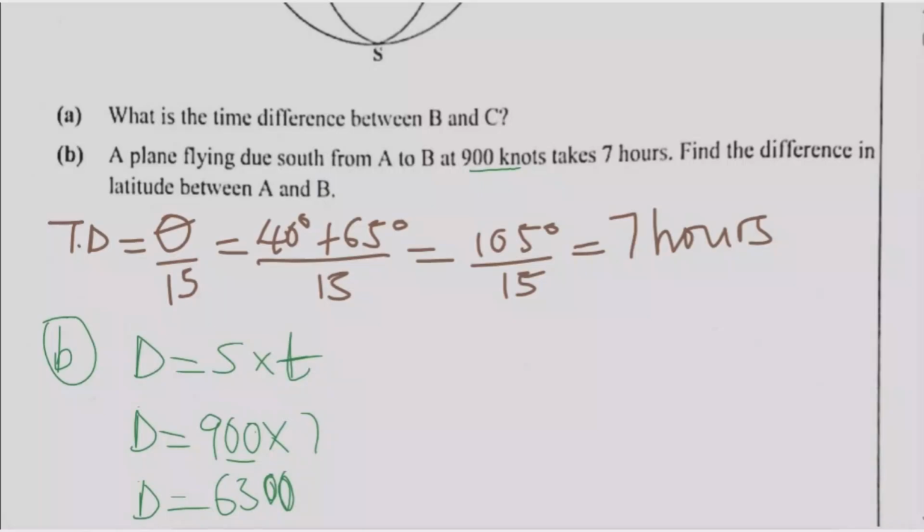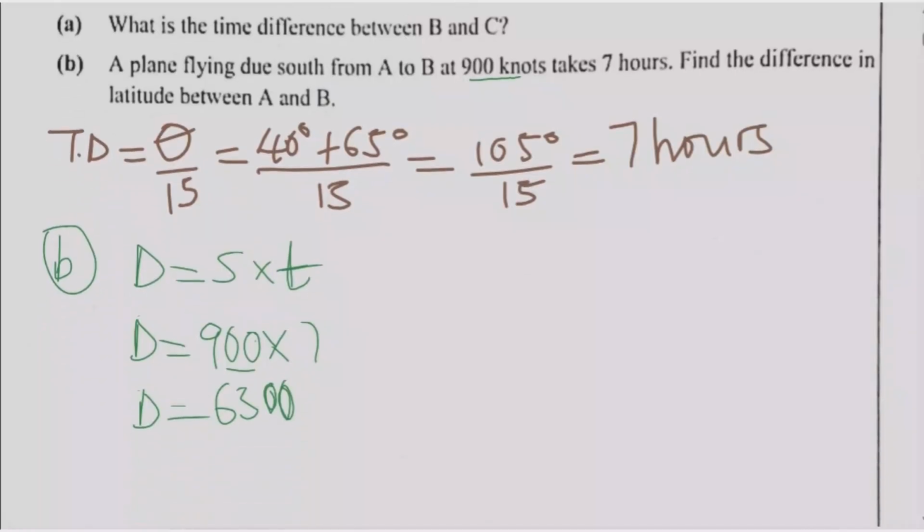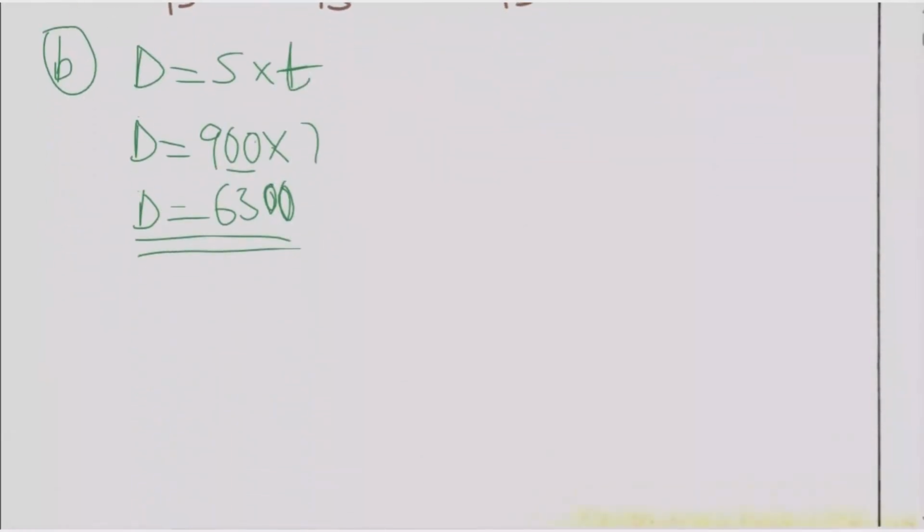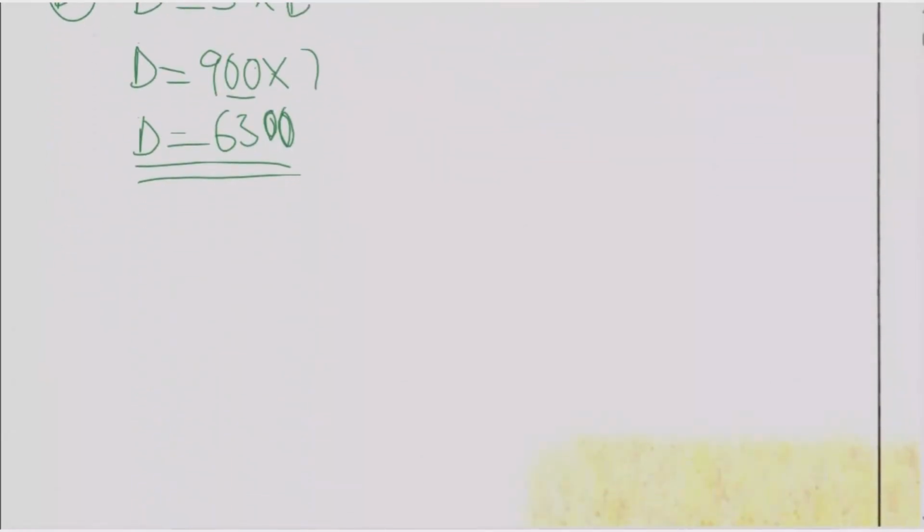Now, what we want to find is the difference in latitude between A and B. Okay, so it's more or less like we want to find theta. So what are we going to do to find theta? What we're going to do is say distance is equal to 60 theta. Okay, now what is distance? We found that distance is equal to 6,300, which is equal to, remember, 60 theta. Okay, that is 60 theta.